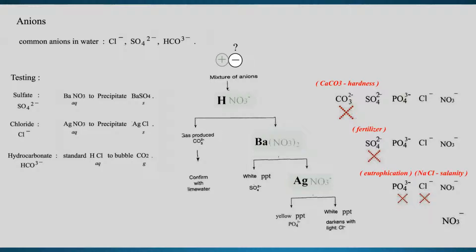We also test chloride. If it is high in chloride, what does that mean? It means high in sodium chloride, salinity. This also you can test using a soluble Ag to precipitate AgCl, which darkens in light.